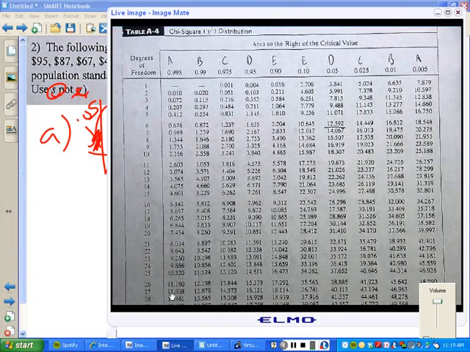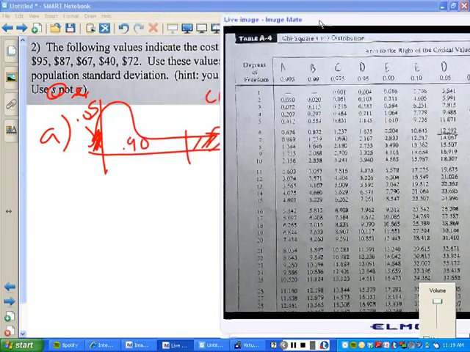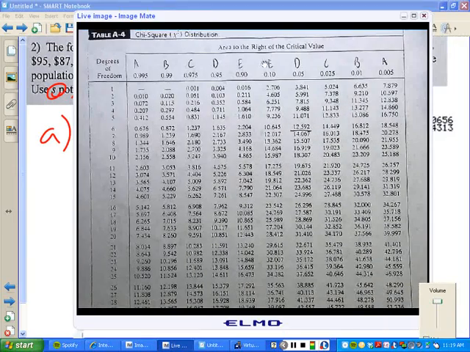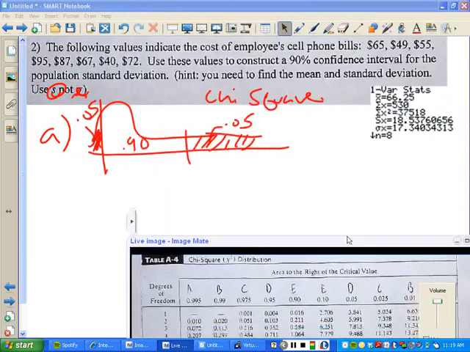Now, the chi-square chart, we're looking for a 0.01 on the right side, so that takes us to B, right? We're in the B column. 0.05, we're in the D column. Looking up 0.05, so we're in the D column here.